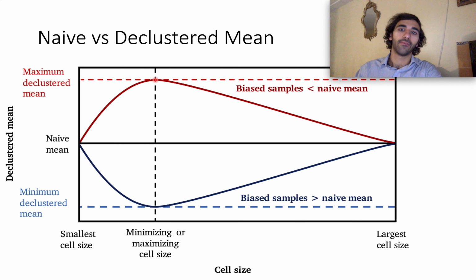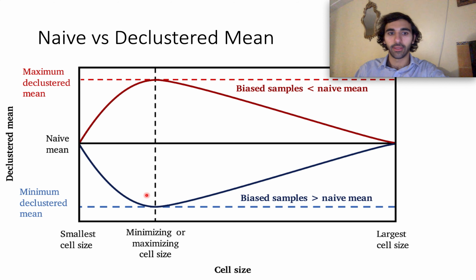So basically, if our biased samples are smaller than the naive mean, as we decluster, our declustered mean increases. This is because all those clusters of low values are receiving a smaller weight, and the clusters of high values are receiving a larger weight, which increases the mean. So eventually we'll hit a maximum declustered mean, or in the cases where our biased samples are greater than the naive mean, as we decluster, it'll drop down to a minimum declustered mean.